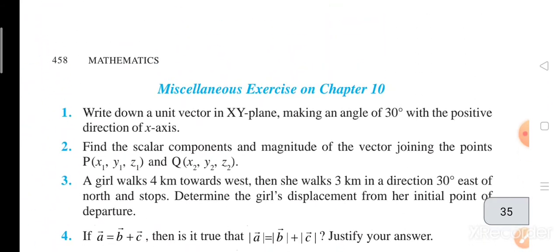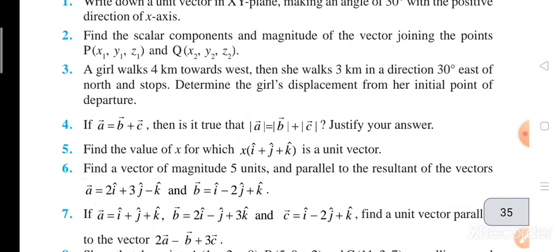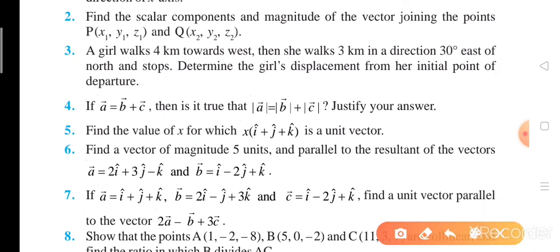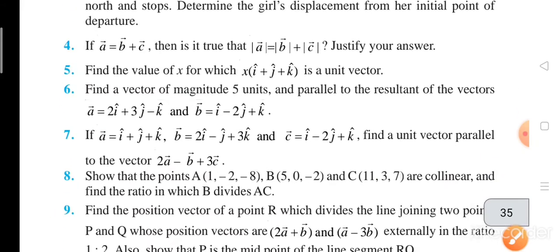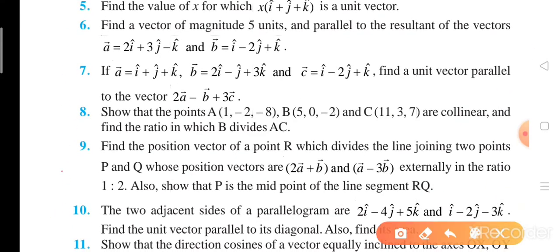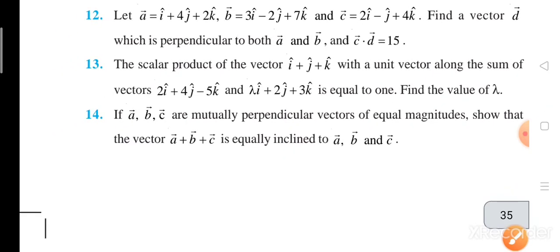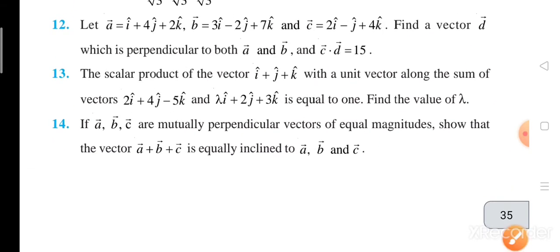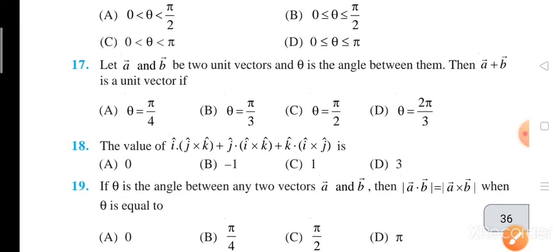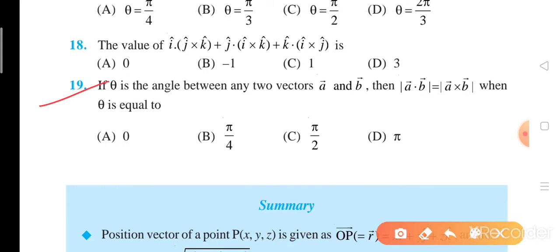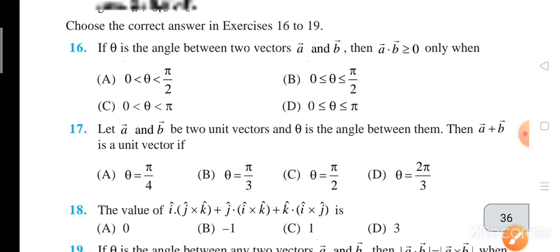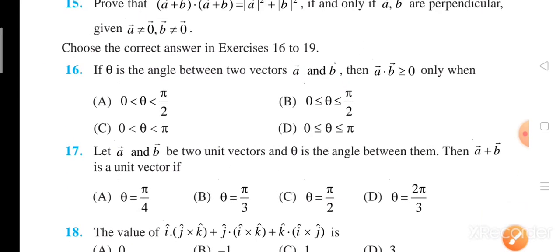And from miscellaneous exercise, important questions are 6, 7, 9, 11, 12, 13, 14, and then we have question number 18, 19. These are important ones from this chapter.